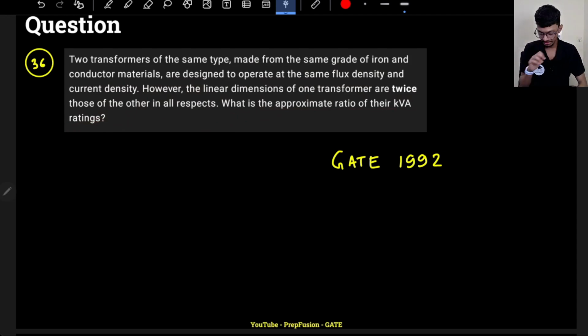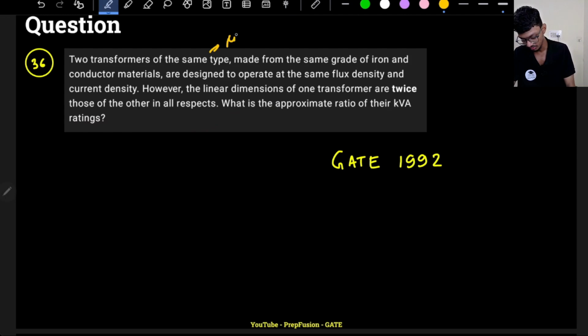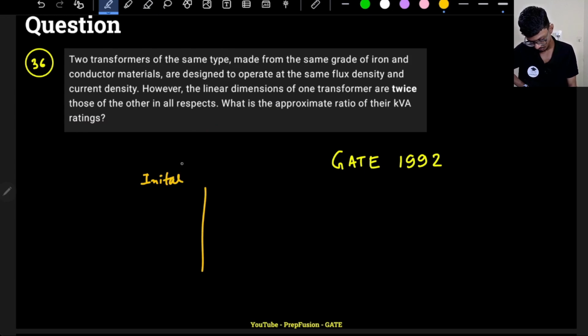So there are two transformers which are of the same type. If they are of the same type, that means their mu r will not change, though reluctance can change if the dimensions change. Same grade of material, so mu r will be the same. So again, let's write the things. This is initial, and this is final. If they are of the same material, my mu will not change.